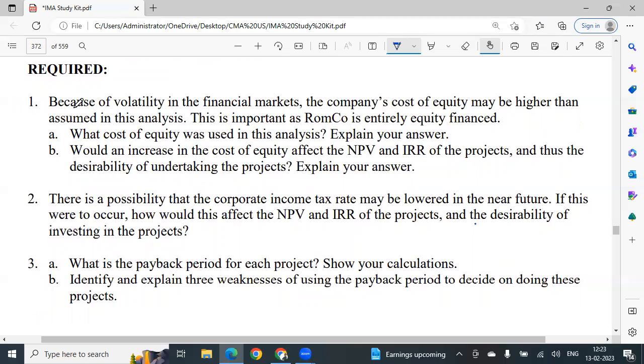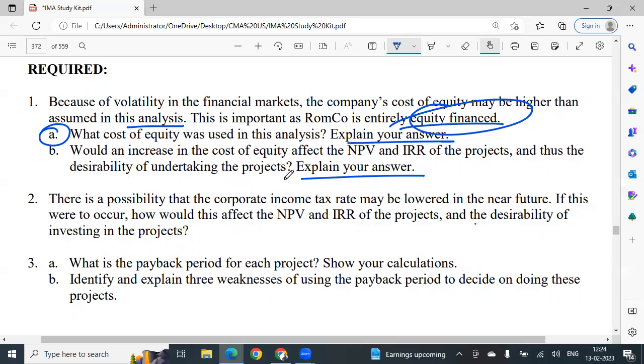If you see here, because of volatility in the financial markets, the company's cost of equity may be higher than assumed in this analysis. This is important as Romco is entirely equity financed. So this is one point to be noted, that it's all equity financed. Then the first question here is, what cost of equity was used in this analysis? Explain your answer. Would an increase in cost of equity affect NPV and IRR for the projects, and thus the desirability of undertaking the projects? Explain your answer. Okay, I guess here's an explanation. I don't think there's more calculations to this.